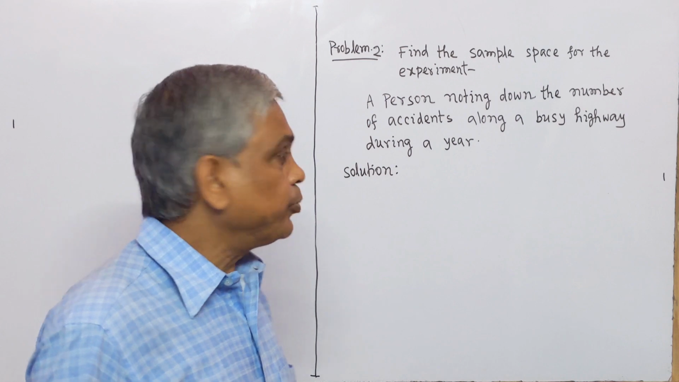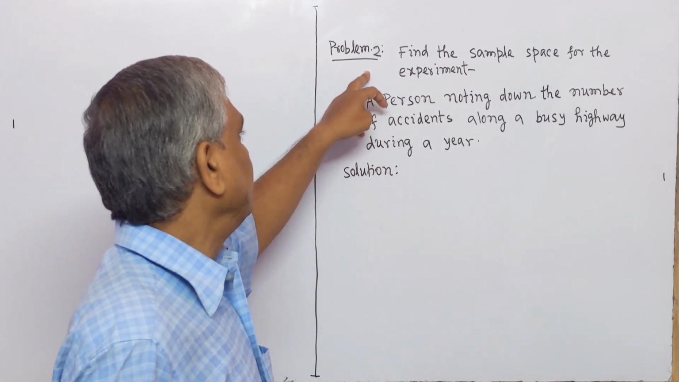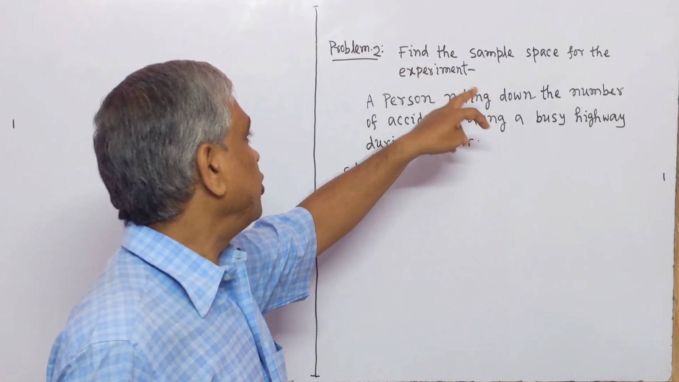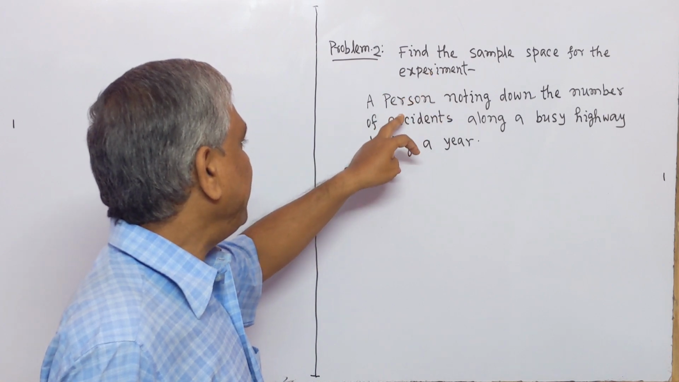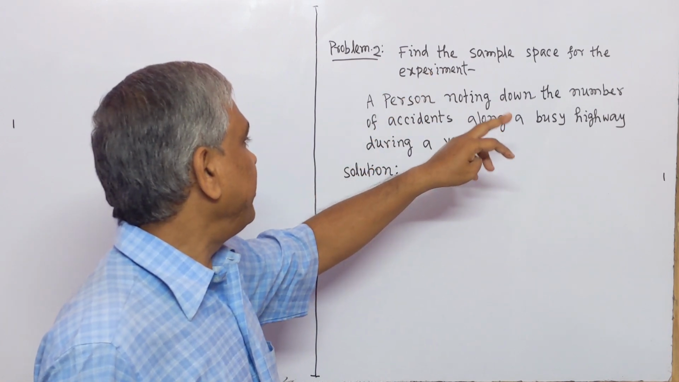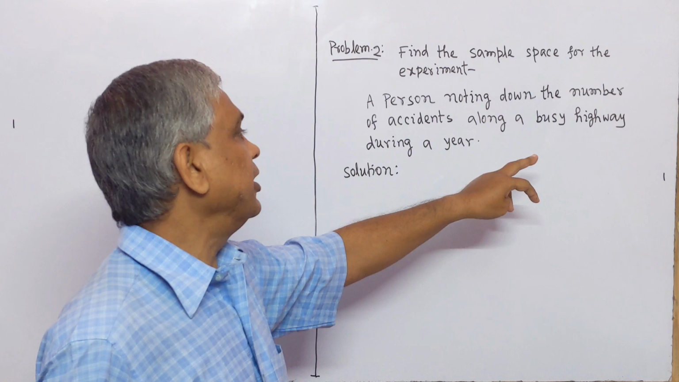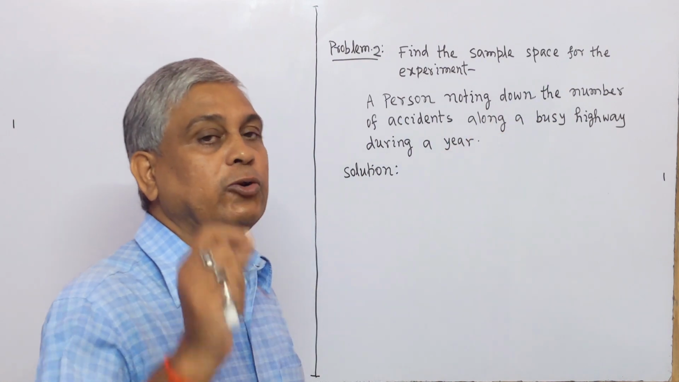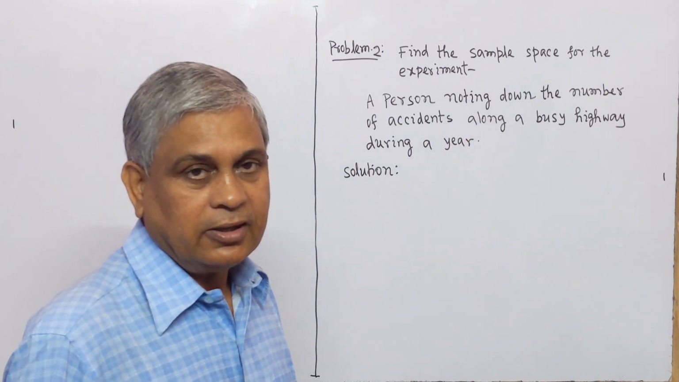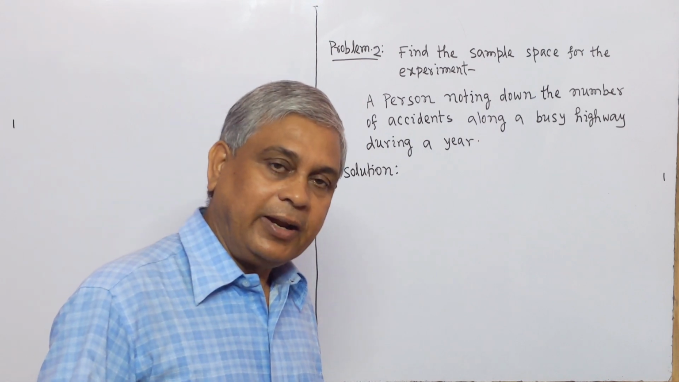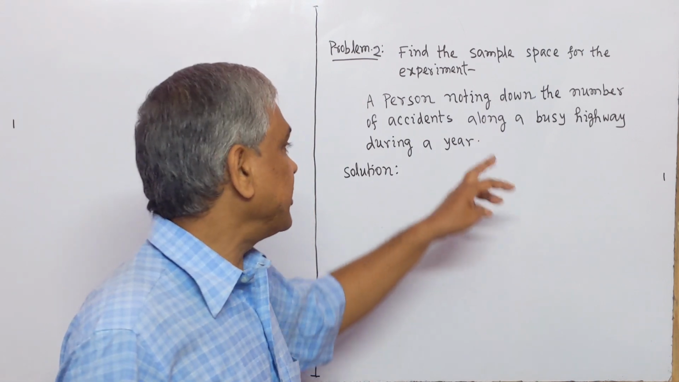Now we solve problem number 2. Find the sample space for the experiment. A person noting down the number of accidents along a busy highway during a year. We have to find the sample space for this experiment.